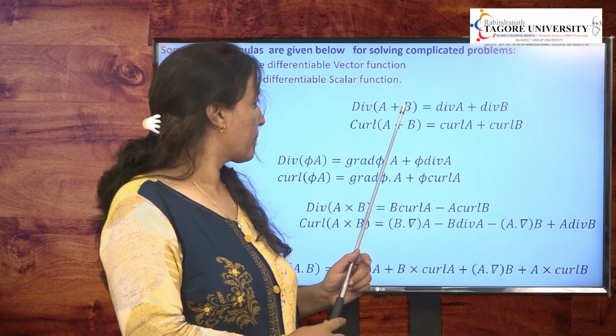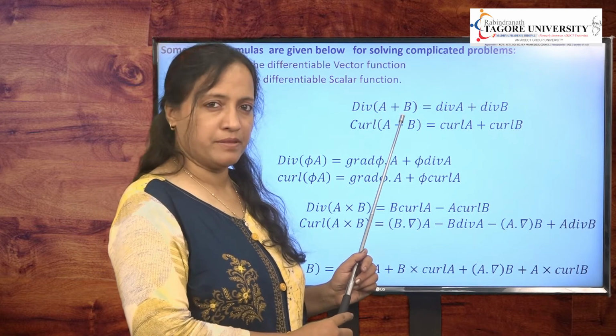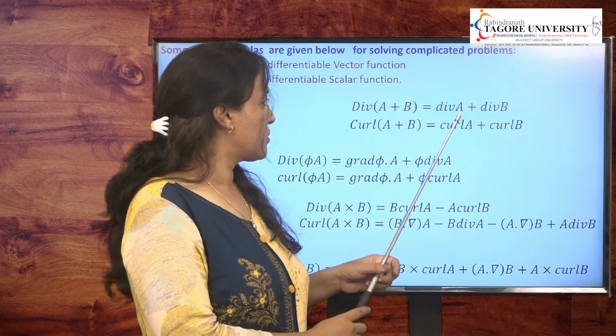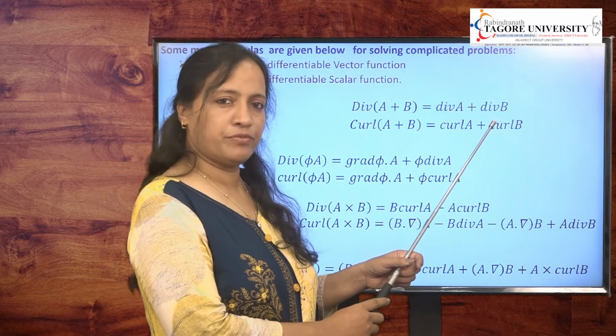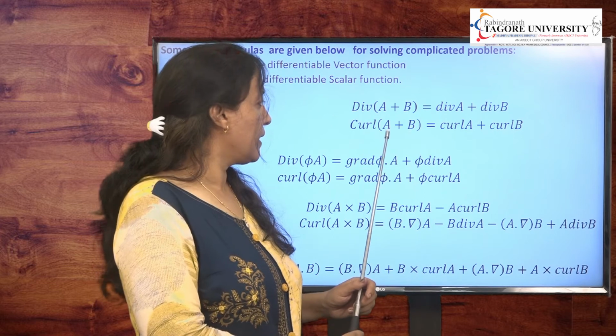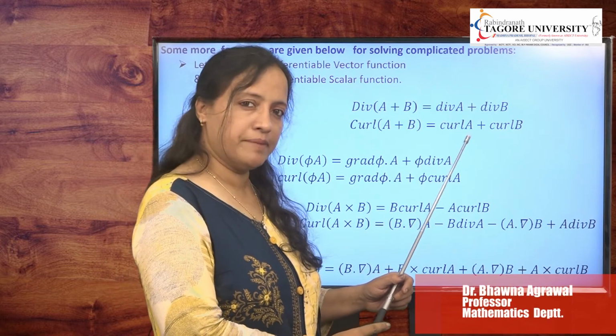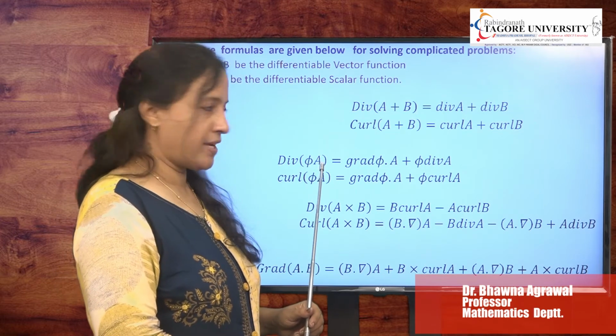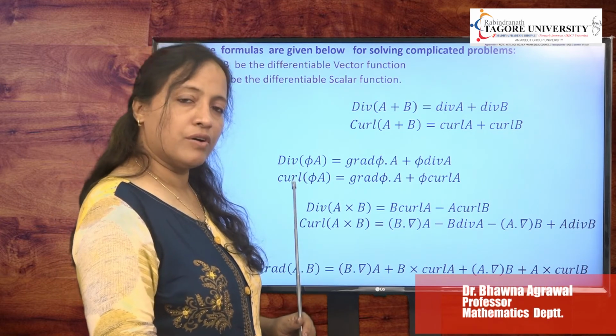These are some formulas which are used for solving complicated problems. Div of a plus b, where a and b are differentiable vector functions, is div of a plus div of b. Curl of a plus b is equal to curl a plus curl b. For scalar and vector products, we will apply div or curl.